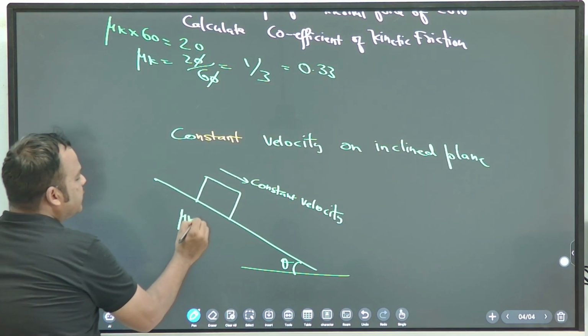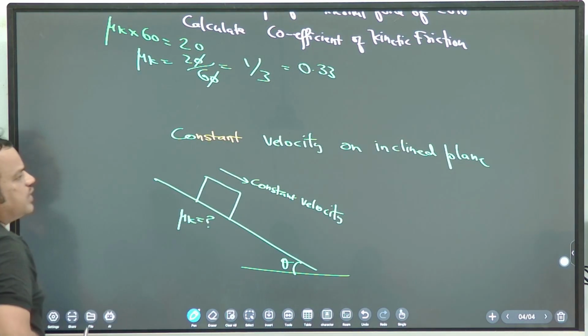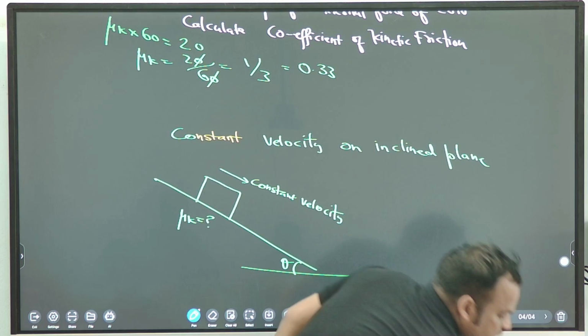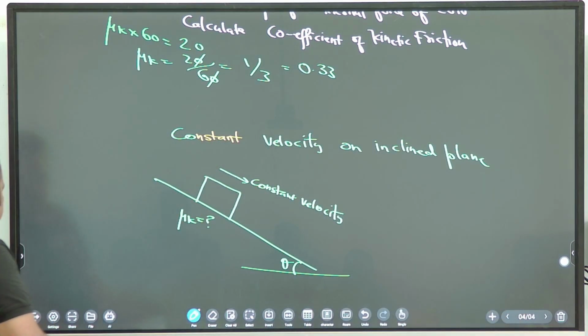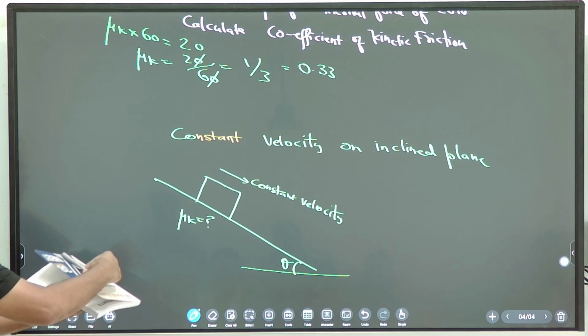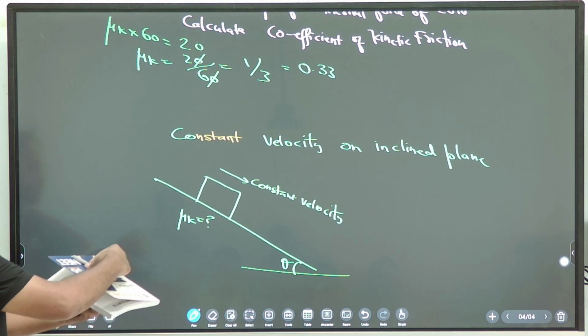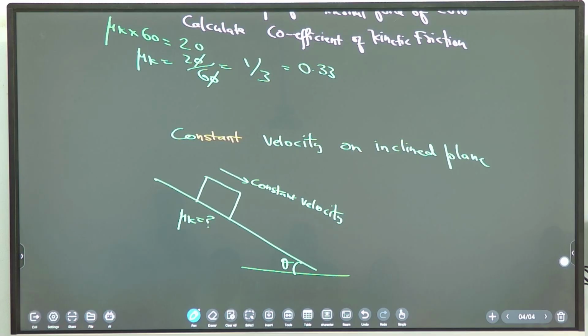How much is the coefficient of kinetic friction? Calculate. Suppose this is the inclined plane, and any object, any pen, scale or pen, is sliding like this. It is sliding with constant velocity. So what is mu k? Tell me.